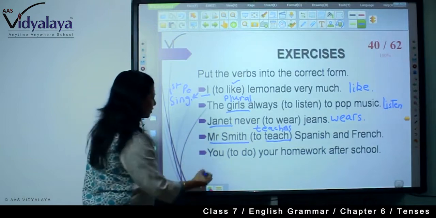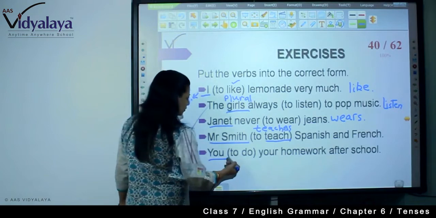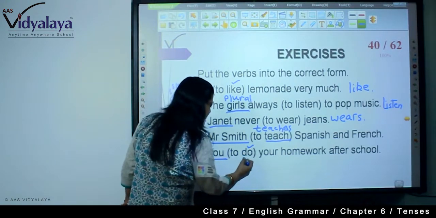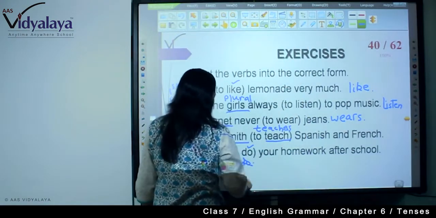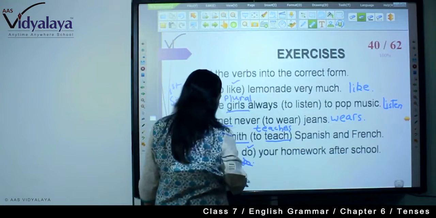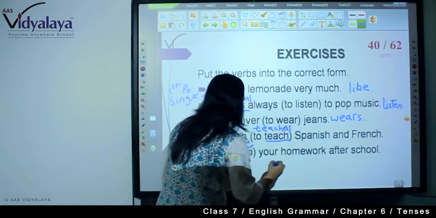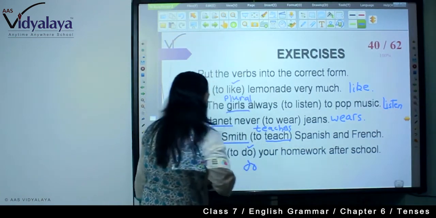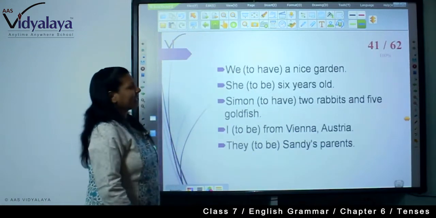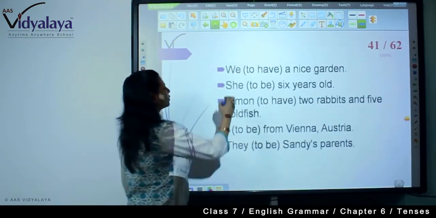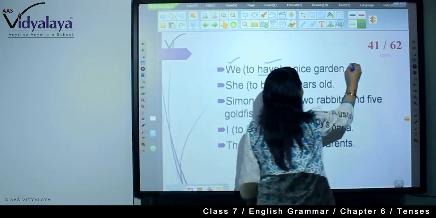Now you, here you is second person. Do your homework after school. You do your homework, only the root verb. So here you are seeing only the root verb do. Right? Now, we have a nice garden. So here we is plural, so this is have.